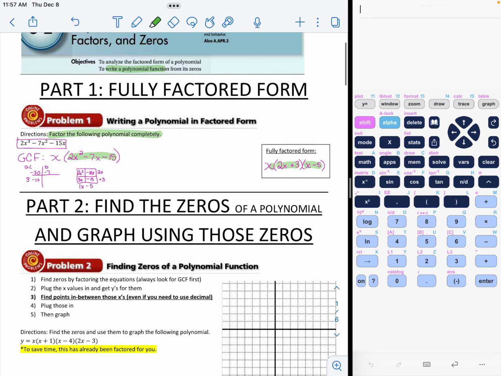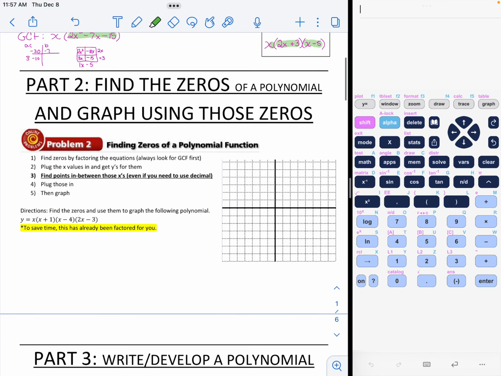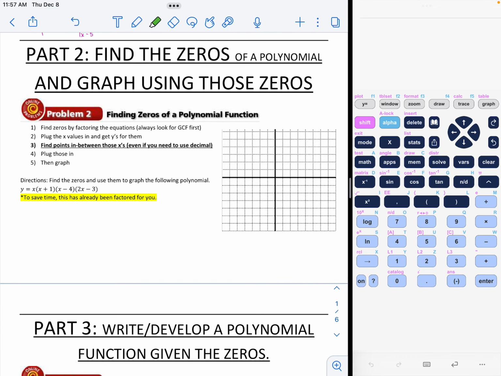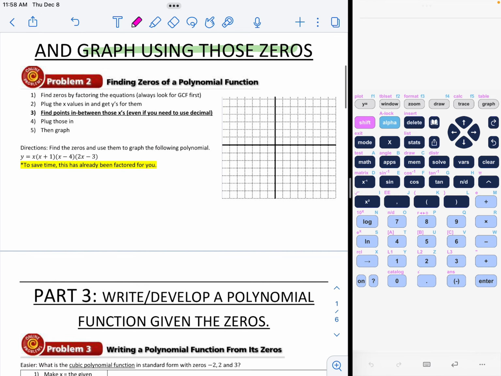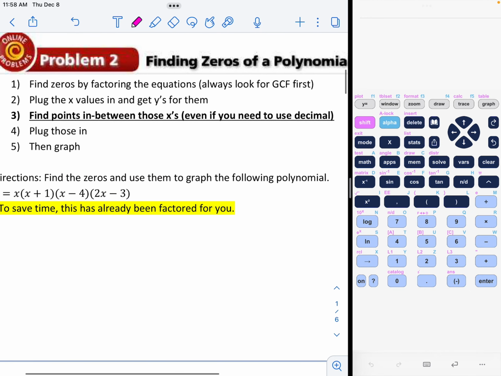All right. Now, part 2 of these notes: how do you find the zeros of a polynomial and how do you use those zeros to graph? So we're going to find the zeros and then we're going to graph using those zeros. I have what I'm hoping are some clearly labeled steps for you. The first thing we're going to do is find the zeros by factoring the equations. Make sure to look out for GCFs. We're going to plug those in to get some y's. We'll find points in between those x's, even if we need a decimal. Plug those in, graph our points.